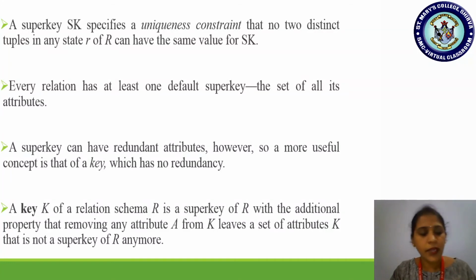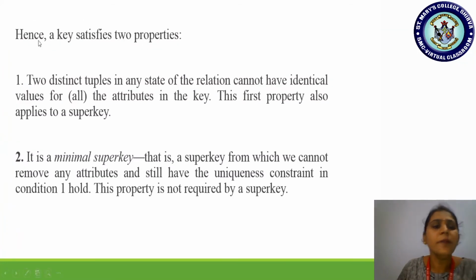Okay, so this can be understood in the next example. Hence a key satisfies two properties. First, two distinct tuples in any state of the relation cannot have identical values for all the attributes in the key. There are very rare cases where, among 7 attributes, almost 5 or 6 attributes may be similar. So many of the times it will be unique. And this first property applies to a super key.